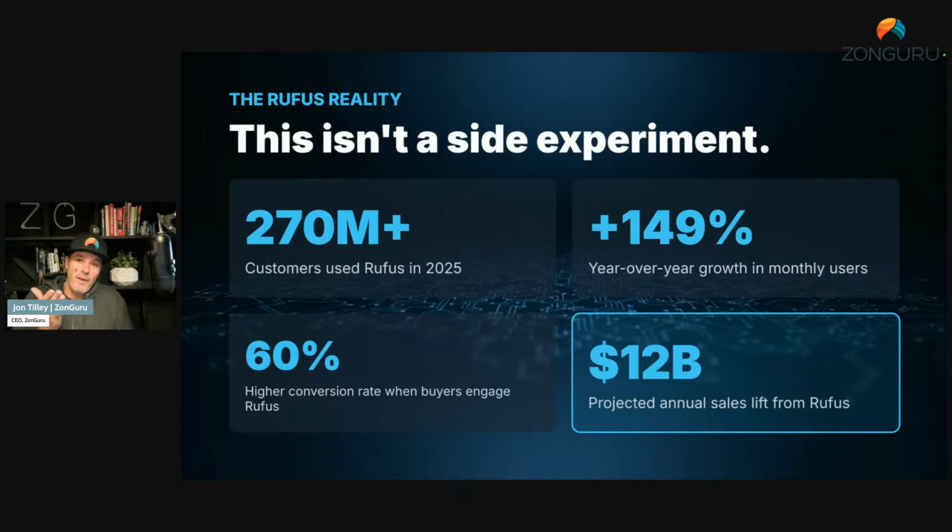The stats coming back right now are that if customers use Rufus, they are converting at a 60% higher conversion rate than the typical keyword intent-based search funnel. That is massive for Amazon, and that is massive for brands, right? You need to get in there, because if you recommend it, they're going to buy you at a 60% higher rate. 149% year over year growth, $12 billion in projected revenue.